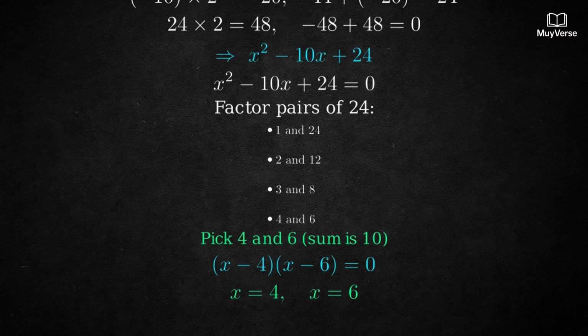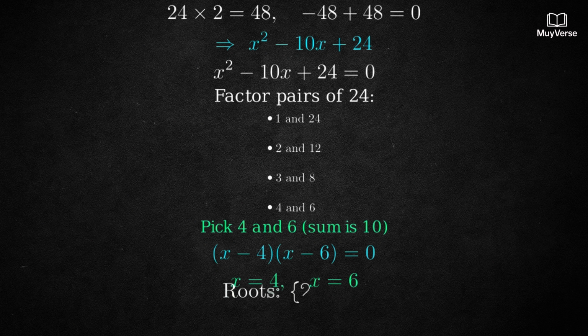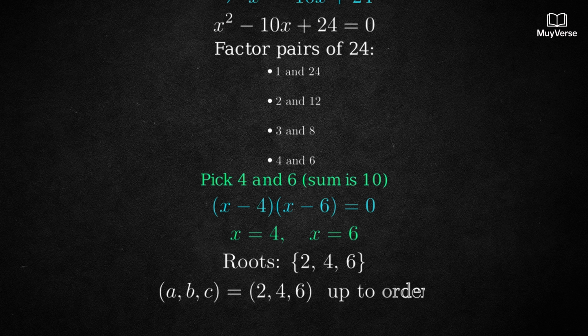All conditions are satisfied. Final answer. The positive integer triple is 2, 4, and 6 in any order. We use Vieta's formulas to build a cubic, rational root theorem to find a root, synthetic division to reduce to a quadratic, then factored the quadratic, and verified all conditions step by step.